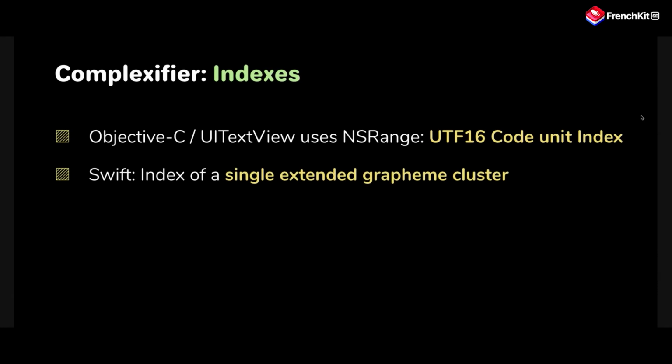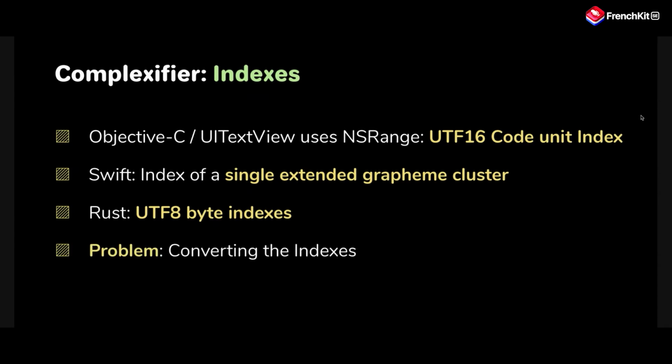And Rust, Swift uses the Swift index, the range, is an index of a single extended grapheme cluster. And Rust uses UTF-8 byte indexes, which means when I get back from Rust the information about the offsets, the ranges where you find content, I have to convert it twice, once to Swift and once again to Objective-C, because they all use a different string index. That's expensive, kind of. So there's a bit of code.